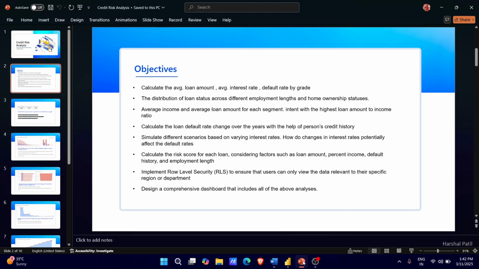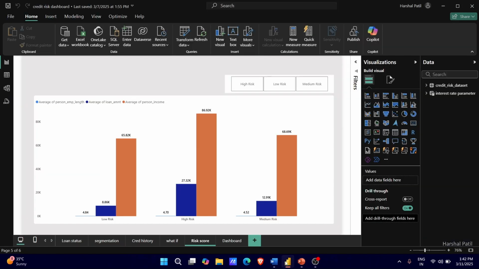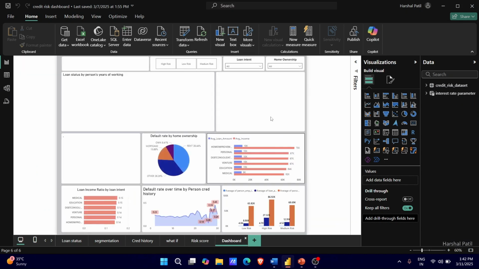Now, let's look at how the objectives have been translated into an interactive Power BI dashboard. So here we have this dashboard.